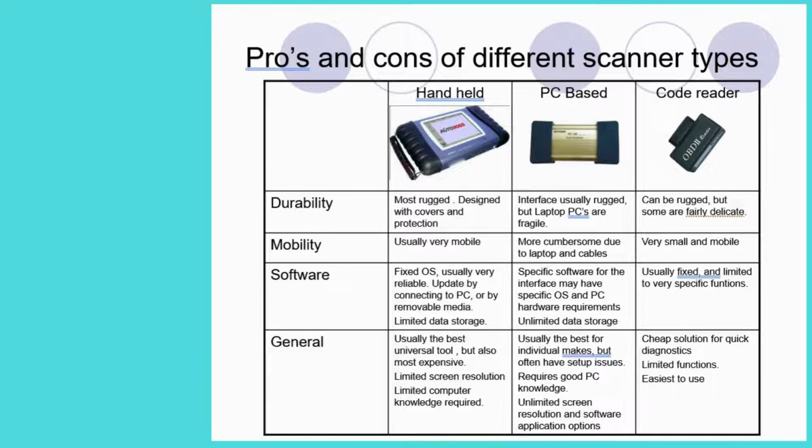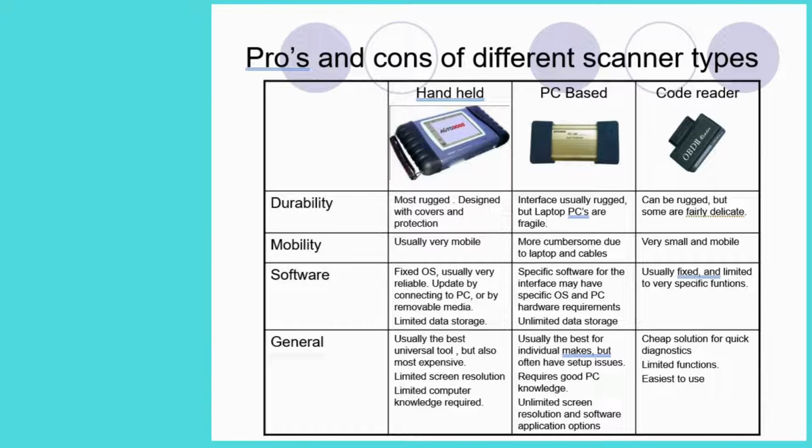In terms of software, the handheld has a fixed operating system and is usually very reliable. Update by connecting to a PC or by removable media. It has limited data storage. For the PC-based setup, specific software for the interface may have specific operating system and PC hardware requirements. For example, Mercedes-Benz Xentry can only be run on an IBM T30 computer. A positive, though, is unlimited data storage. The code reader is usually fixed and limited to very specific functions.